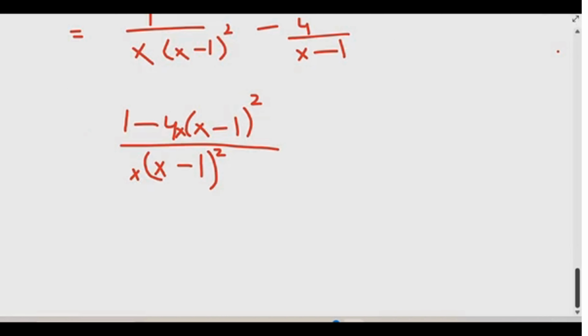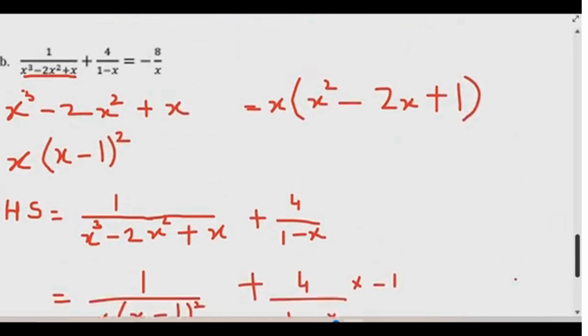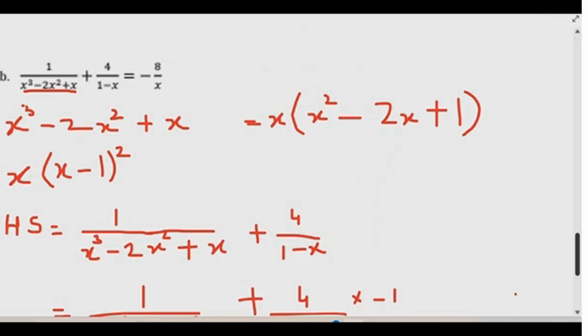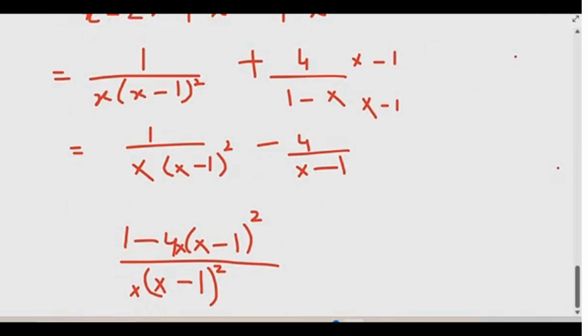Now, as you remember, this is an equation, and we were working on the left-hand side. Now we are moving on to the right-hand side. So let's write down the right-hand side with it. So it's minus 8 out of x.